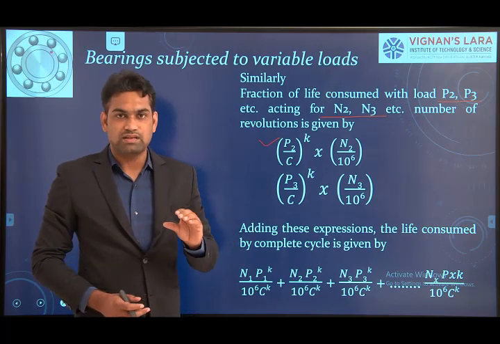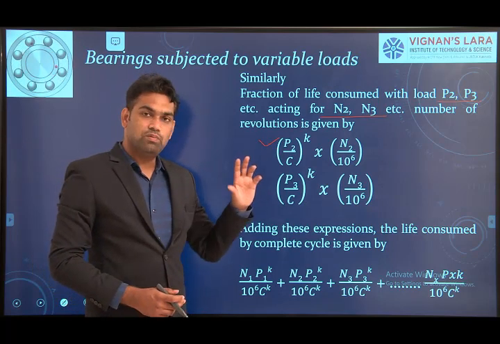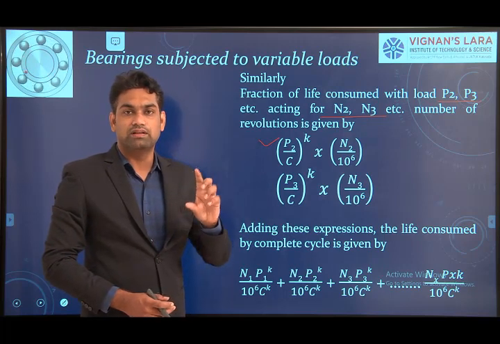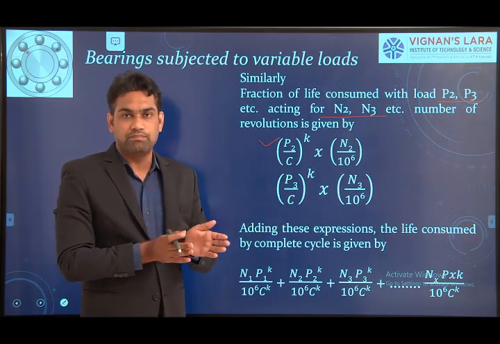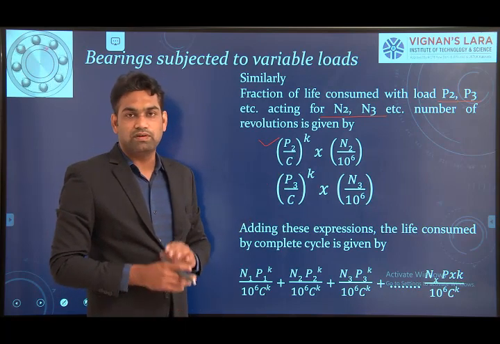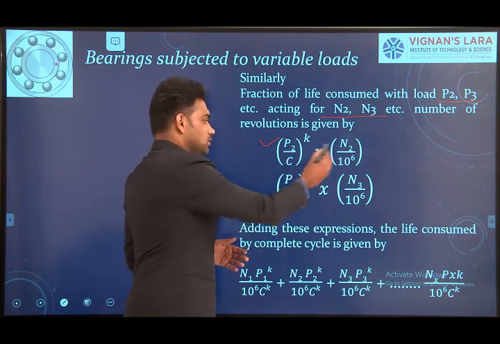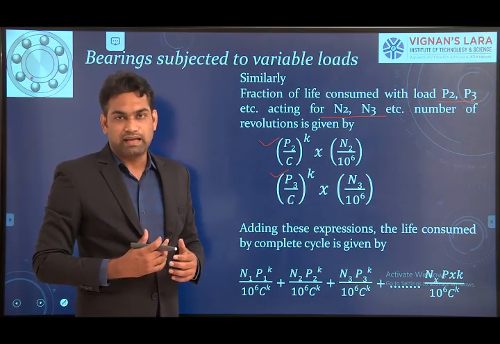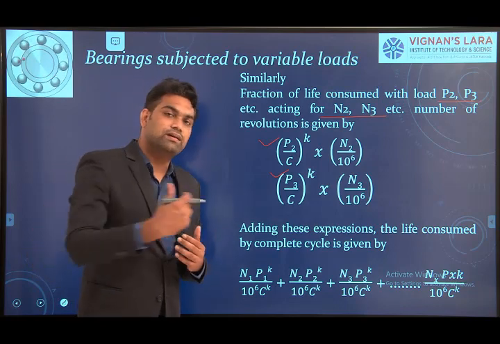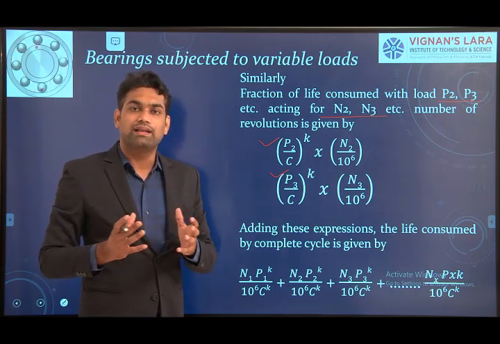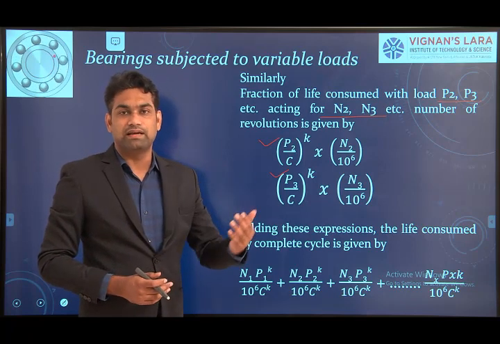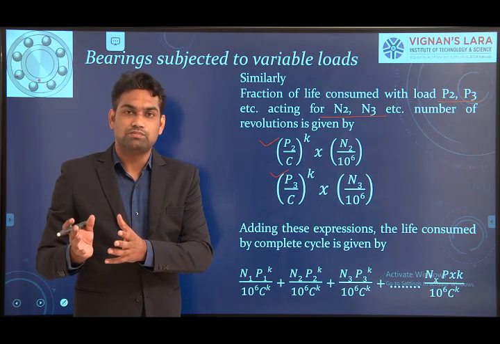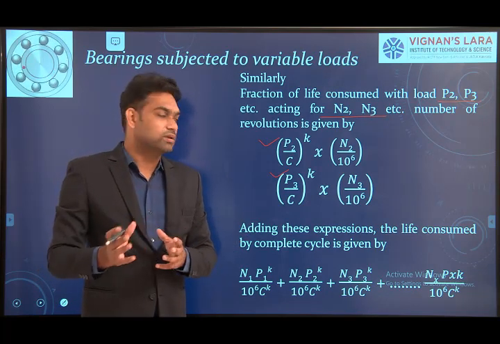So in the previous case we can see that (P1 by C) whole power k into N1 by 10 power 6 is the fraction of life consumed during the first time period, and this is the fraction of life consumed for the second time period, and this is the fraction of life consumed for the third time interval. So if, for example, you want to calculate the total life consumed during one complete work cycle, it can be given by all the lives consumed during the 3 intervals of time.